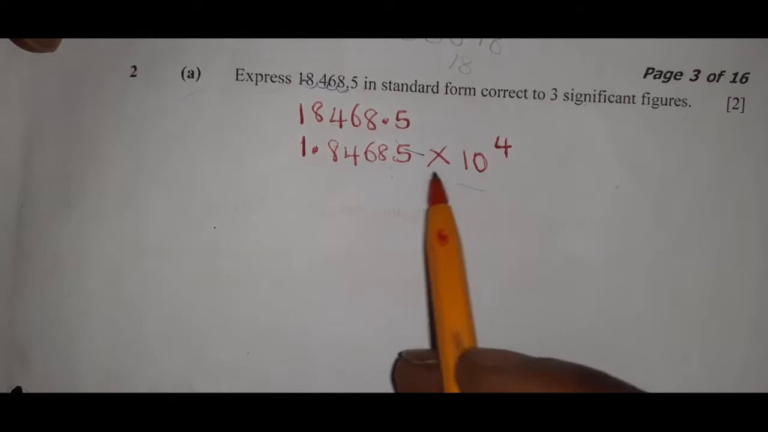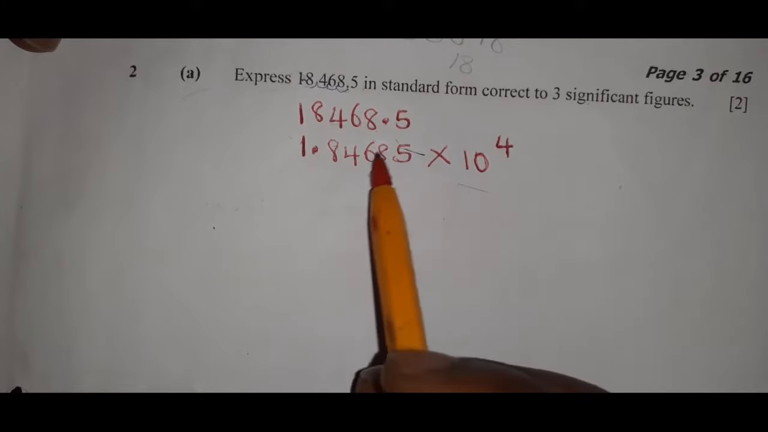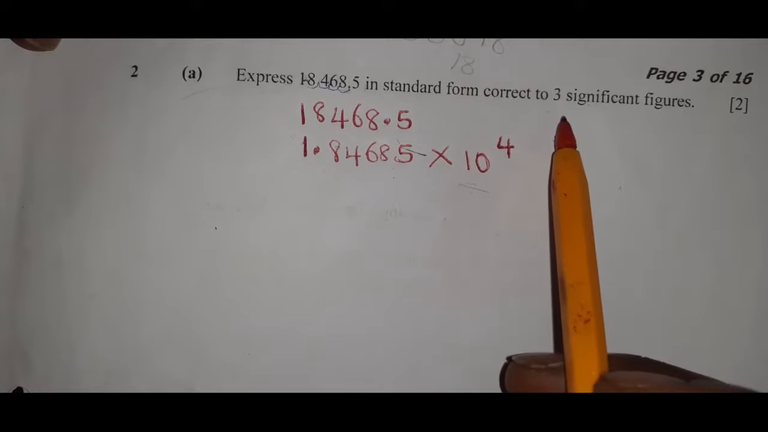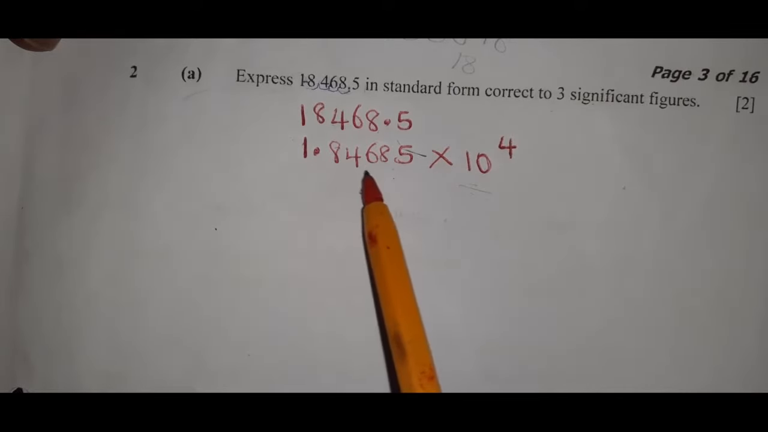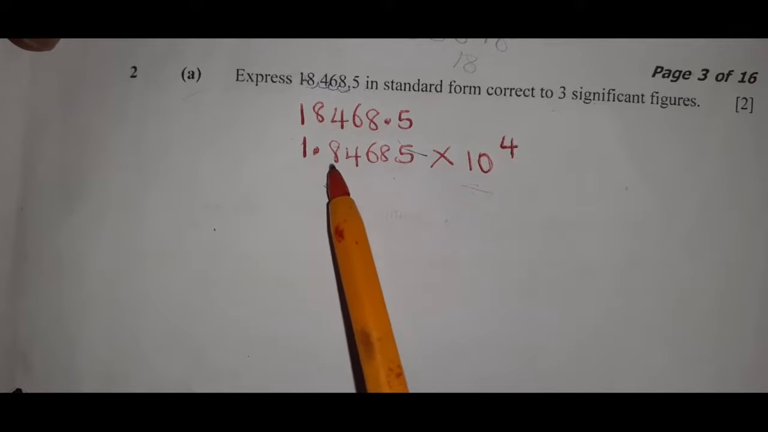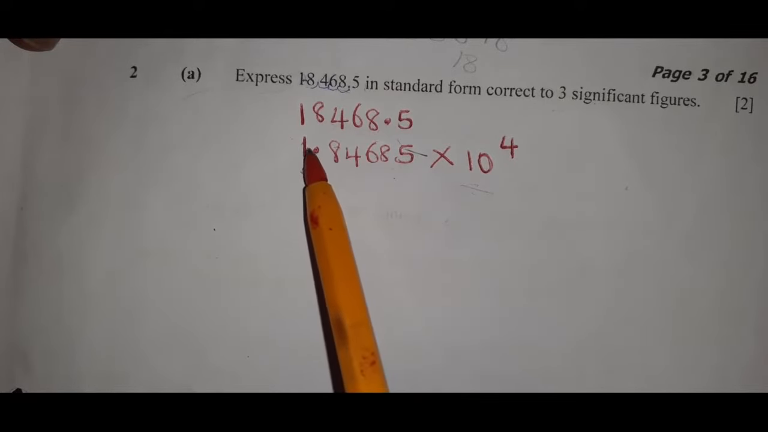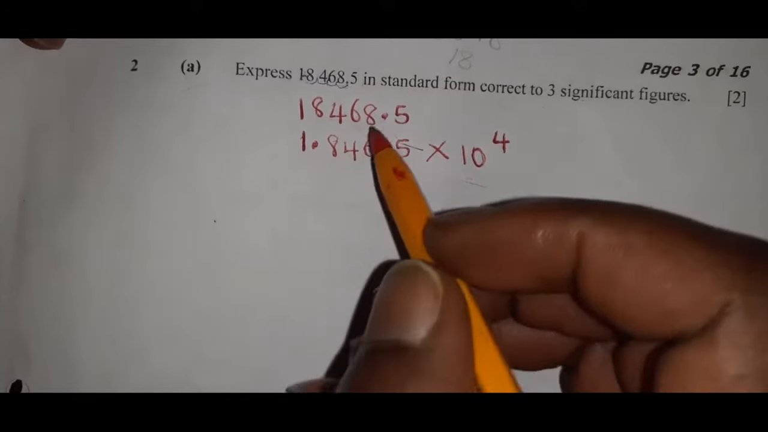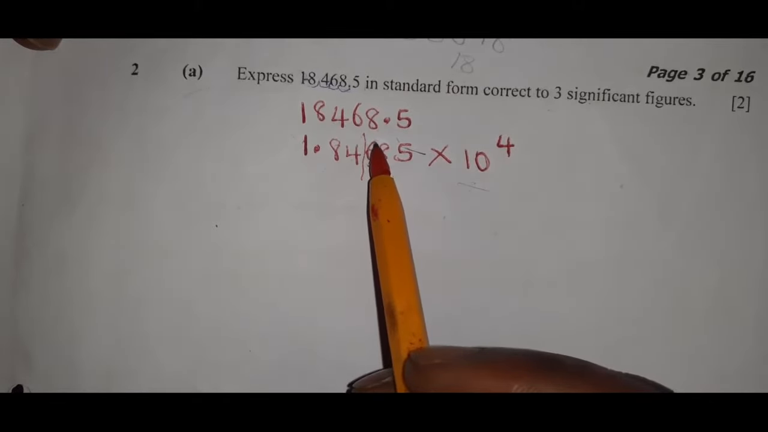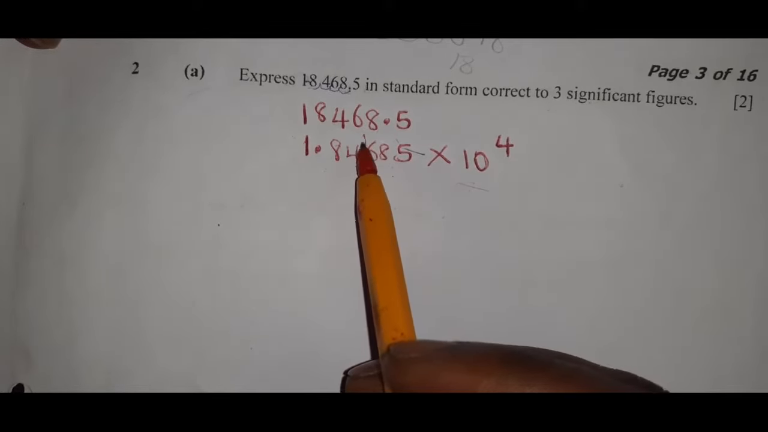In standard form. This has been written in standard form, but because we have this condition that says to 3 significant figures, we need to write this to 3 significant figures. So meaning we have to say 1, 2, 3. So we need to get rid of all these. So what are we going to do? Since the number that we are leaving out is greater than 5, we need to add a 1 here.